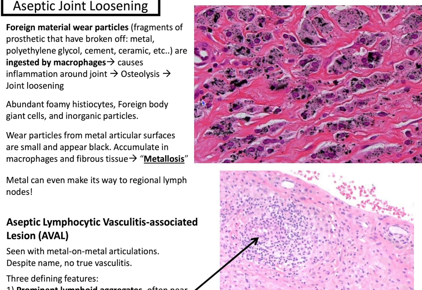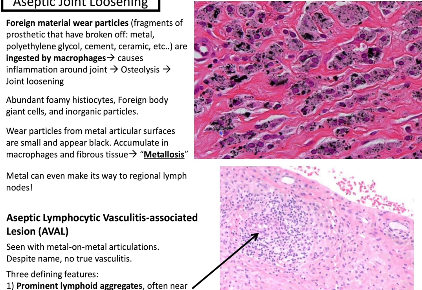And then if you see wear particles from metal articular surfaces, those generally are small and appear black, and it can accumulate, and it's called metallosis. And it's fascinating how foreign particles can make their way to regional lymph nodes. Metal can do this, tattoos can do this as well.